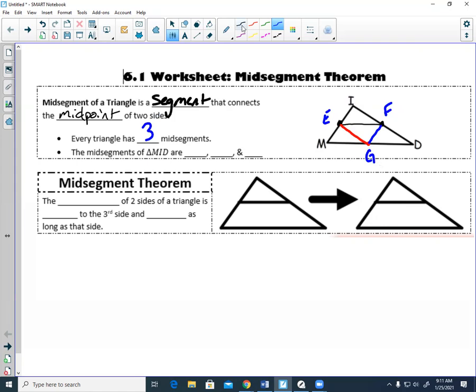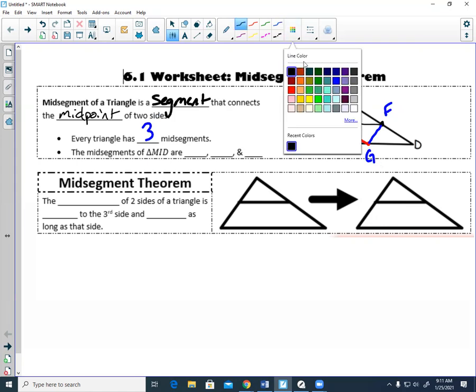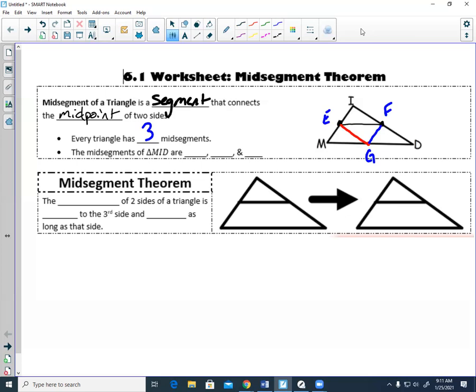And now when I label these, I'm going to try to make the color go along with it. So my first one is EF. So one of the mid-segments of this triangle is EF. One of the mid-segments of this triangle is EG. And one of the mid-segments of this triangle is FG. So the way that I named them, E, F, and G, I'm just showing you how I would name those mid-segments in a triangle. That's what a mid-segment is.